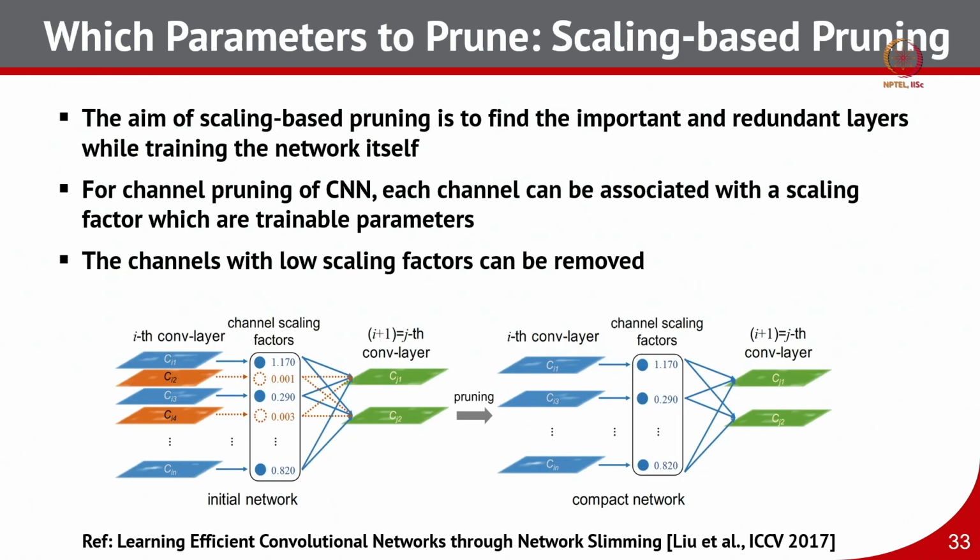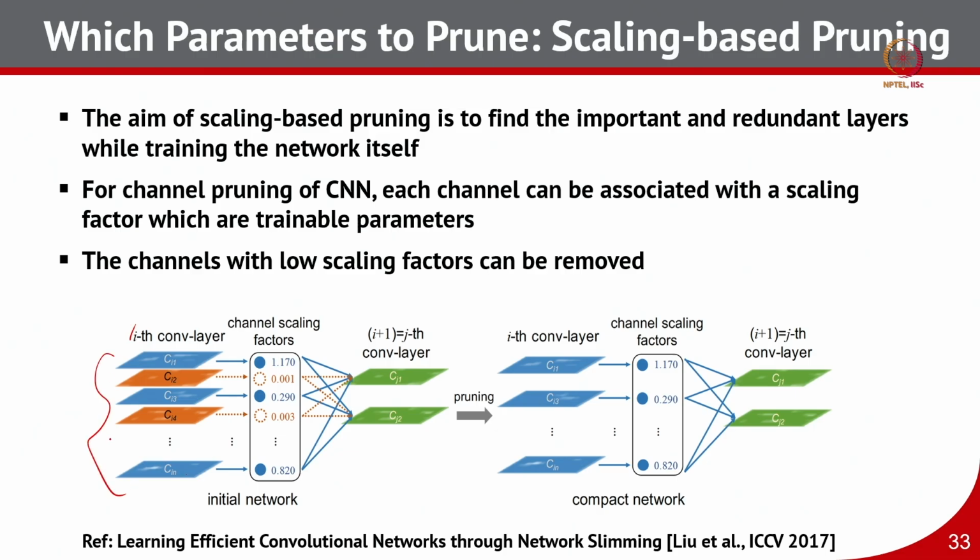Now there is a technique called scaling based pruning. The aim of scaling based pruning is to find the important and redundant layers while training the network itself, right. For channel pruning of CNNs, each channel can be associated with a scaling factor, which are tunable parameters. So for example, let us say we have C_i1, C_i2, C_i3 till C_iN as the channels. Sorry, this is the ith convolutional layer, and these are the channels.